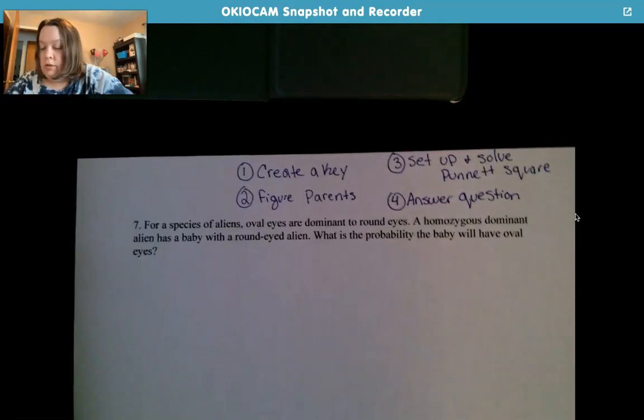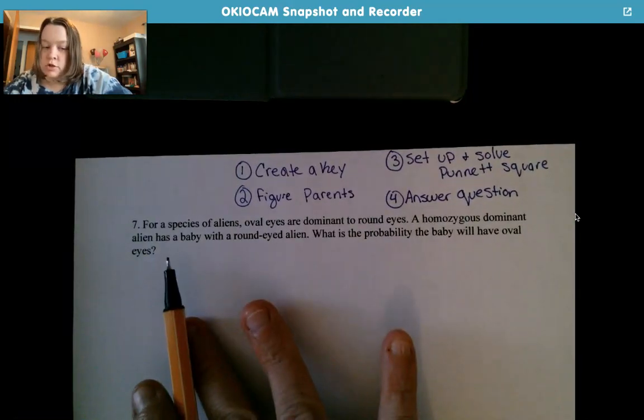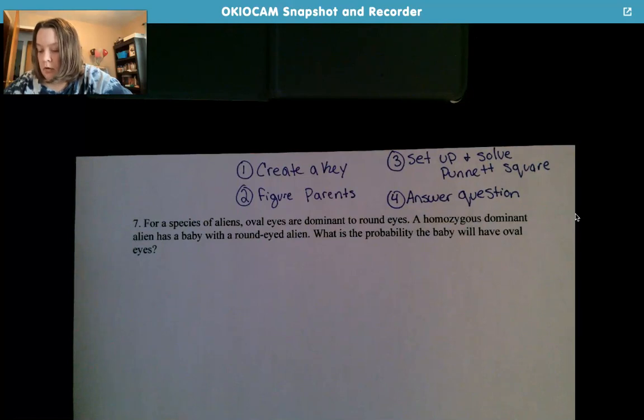So let's go through these. So our question here, I'll read the whole thing out. For a species of aliens, oval eyes are dominant to round eyes. A homozygous dominant alien has a baby with a round-eyed alien. What is the probability the baby will have oval eyes? So step number 1 is to create a key.